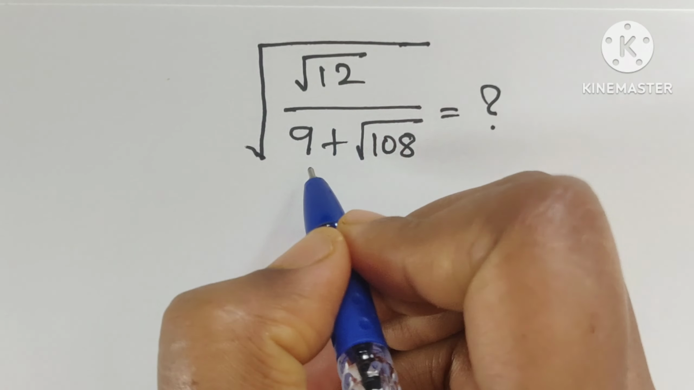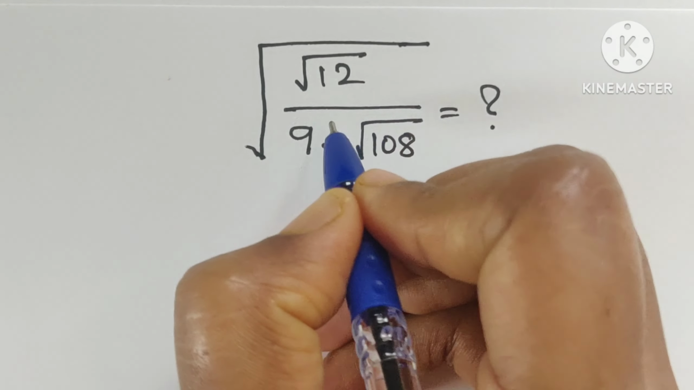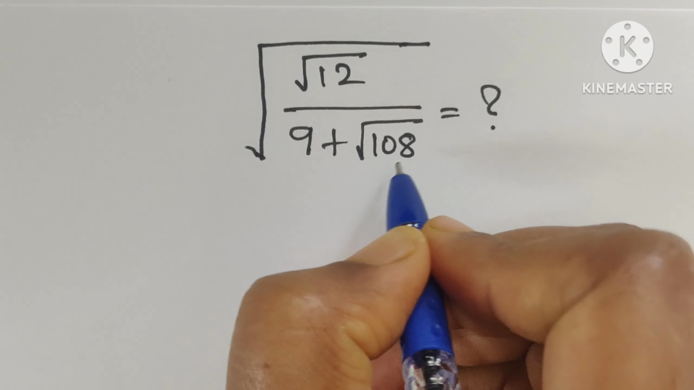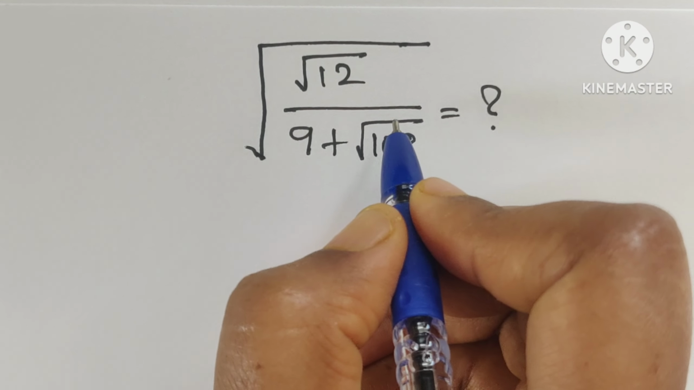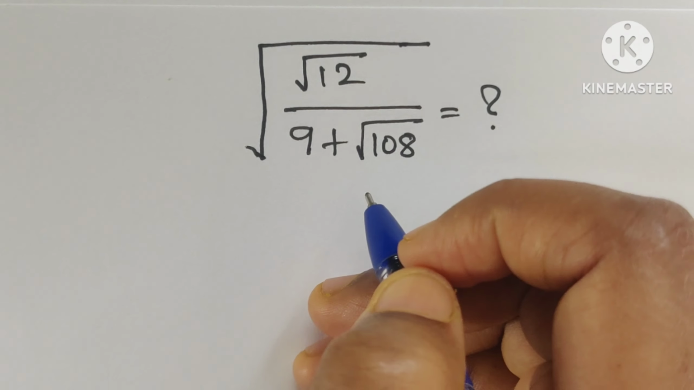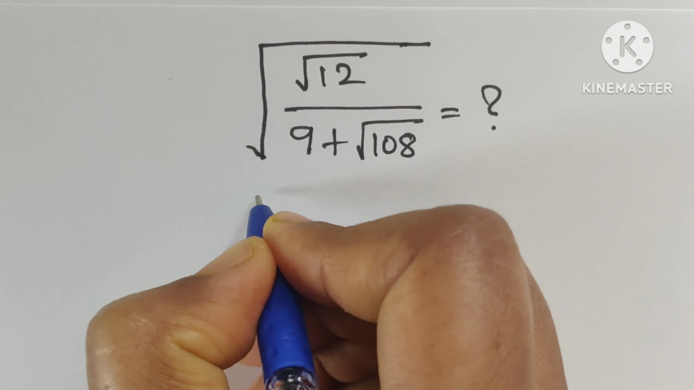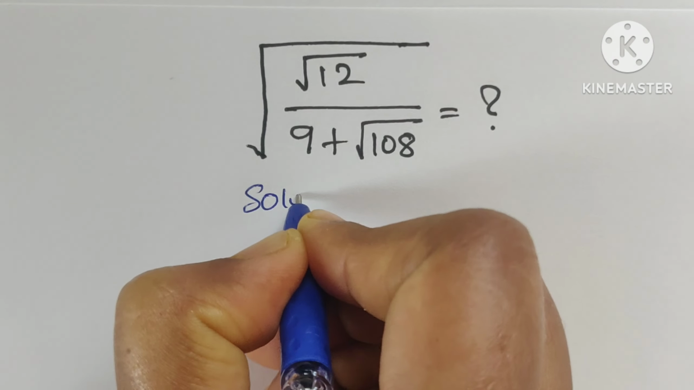Here we have one question, that is square root of 12 divided by 9 plus square root of 108. So how do we solve this problem without using a calculator? Let me know your clue. See here, solution.